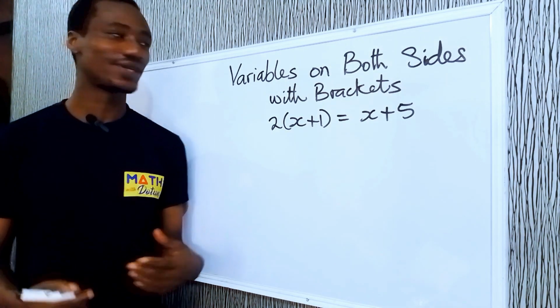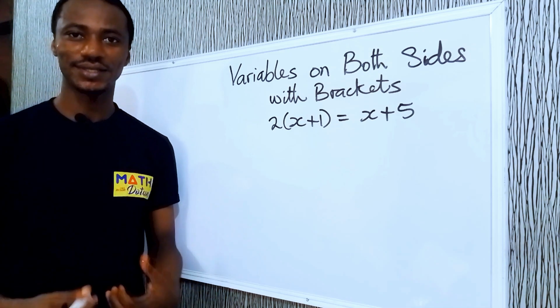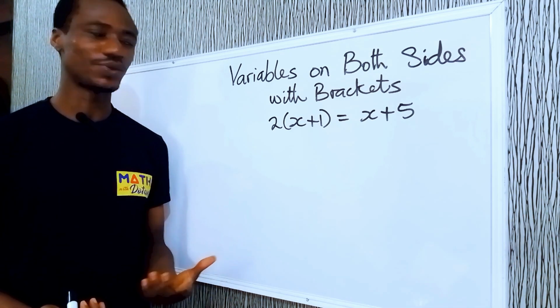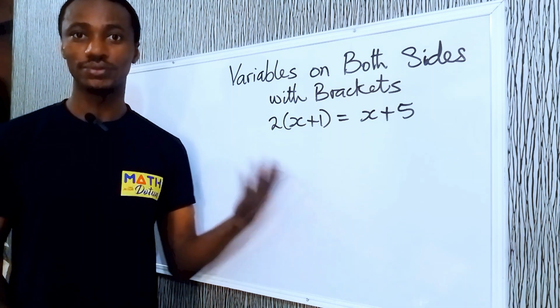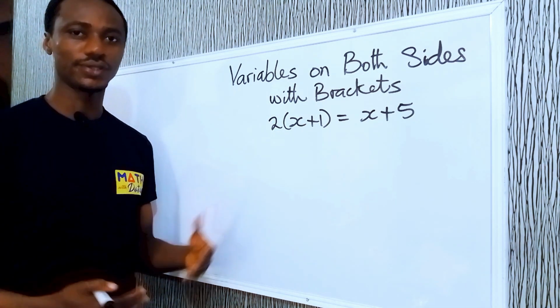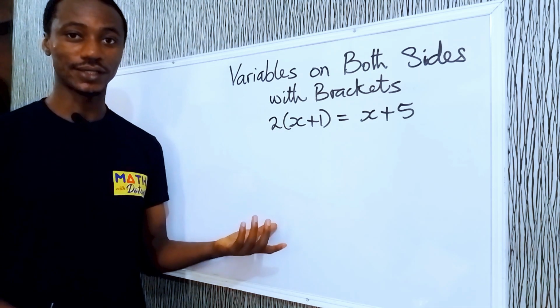Alright, in this video we're looking at variables on both sides with brackets. Variable on both sides with brackets. So we have brackets on one side, and then we also have variables on both sides. Remember, the first thing we have to do is to open the bracket, right?